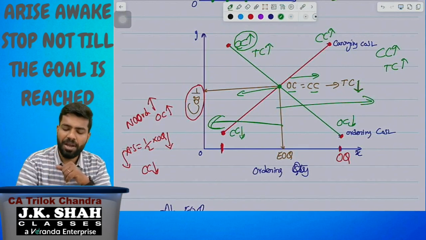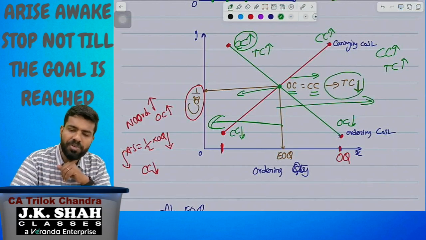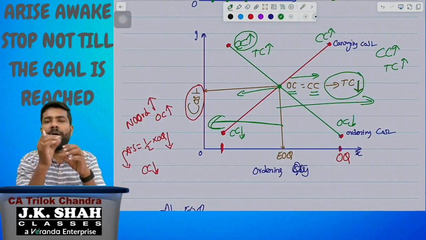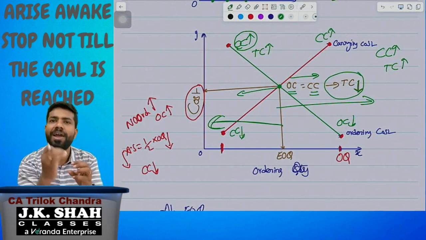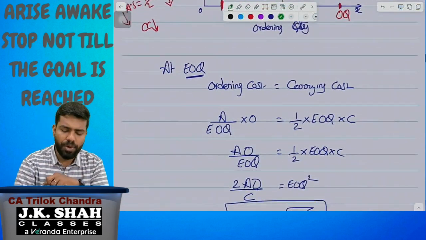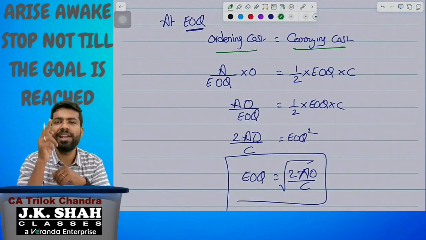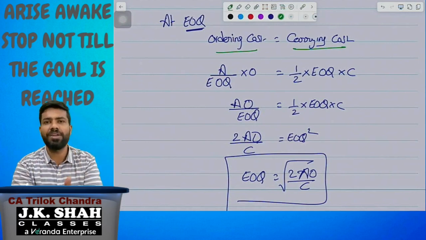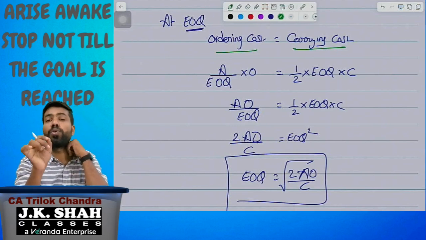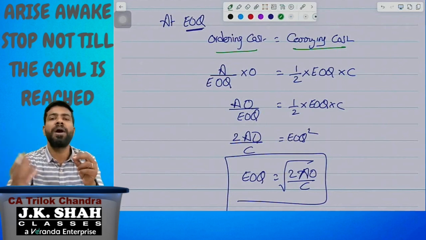The point where ordering cost equals carrying cost, your total cost will be least. Now to derive that formula, I am going to assume ordering cost equals carrying cost. Through the graph, we analyzed that wherever ordering cost equals carrying cost, at that point the total cost will be least. The point where the cost is least is called the economic order quantity or optimum order quantity.